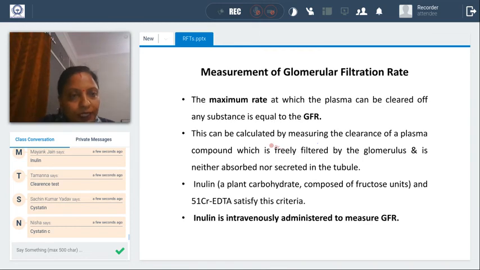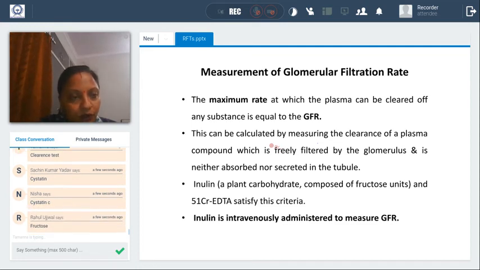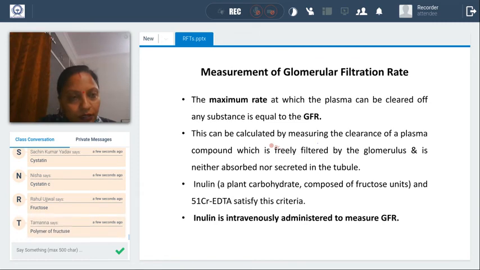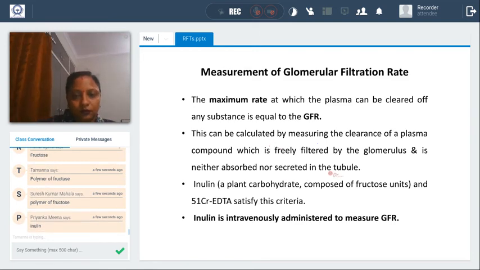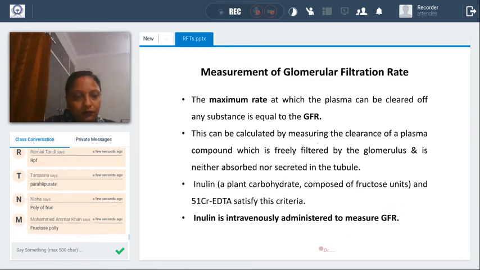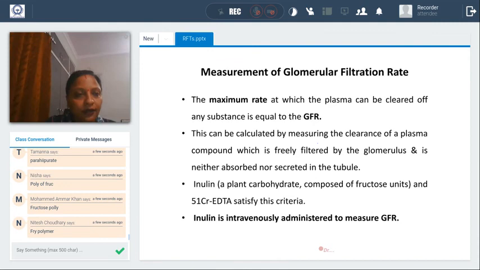Inulin. What is inulin? And which substance is used for the measurement of GFR? This is the important question. Inulin is a polysaccharide of fructose. This is a carbohydrate and it is used for measuring GFR. Inulin.